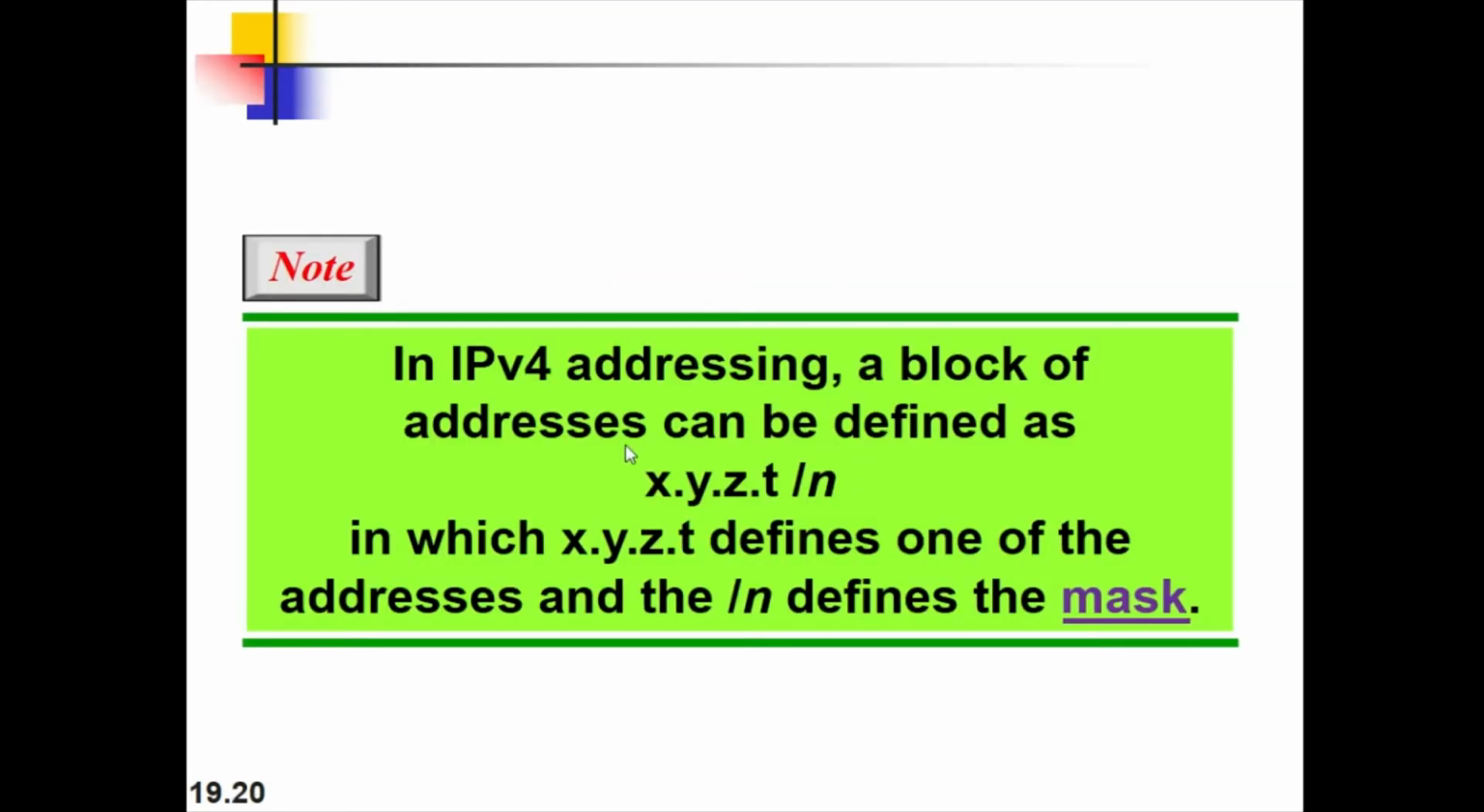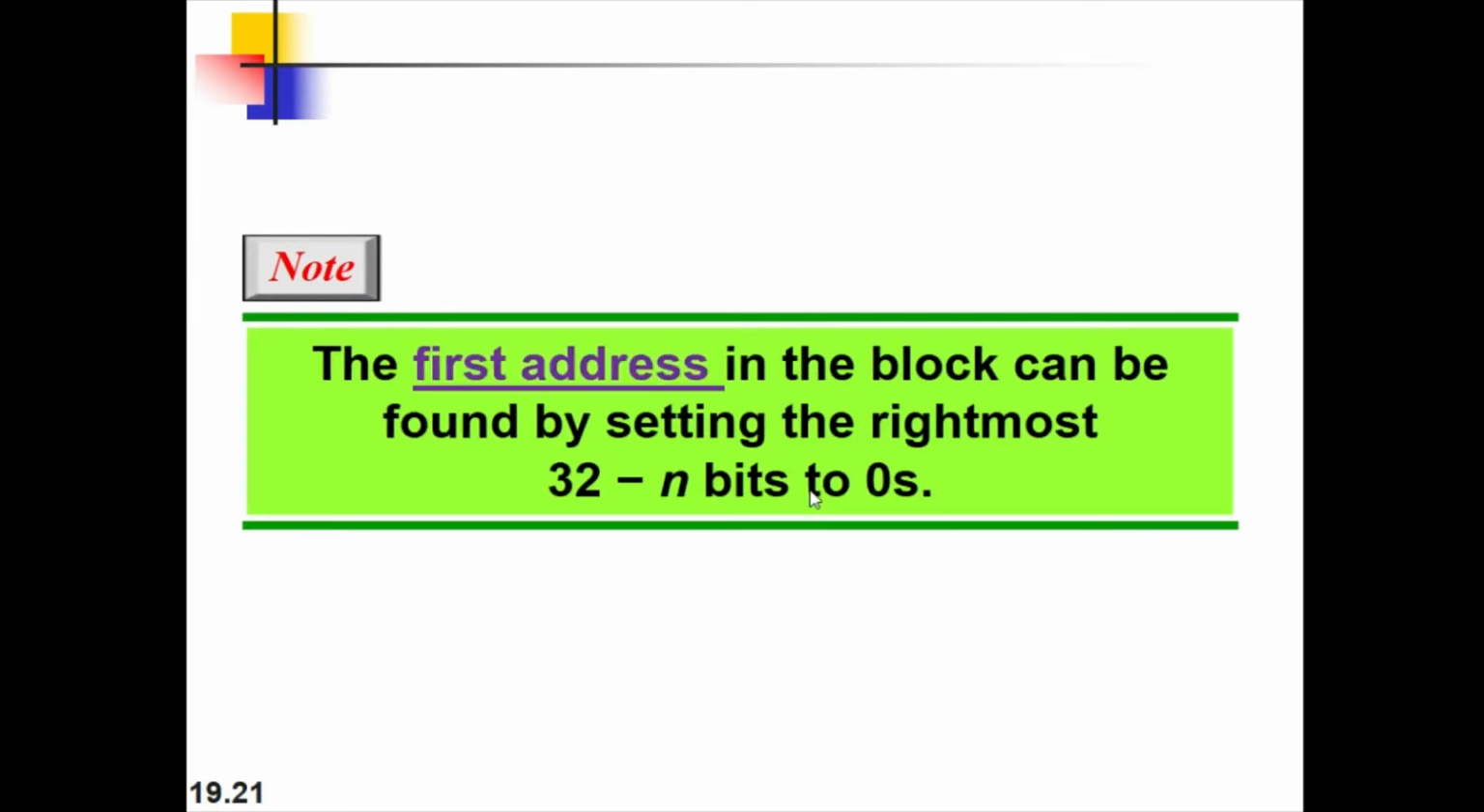So this is the general format of the IPv4 address: x.y.z.t/n, where n refers to the mask of the block of addresses. The first address in a block of addresses can be found by setting the rightmost 32 minus n bits to 0.